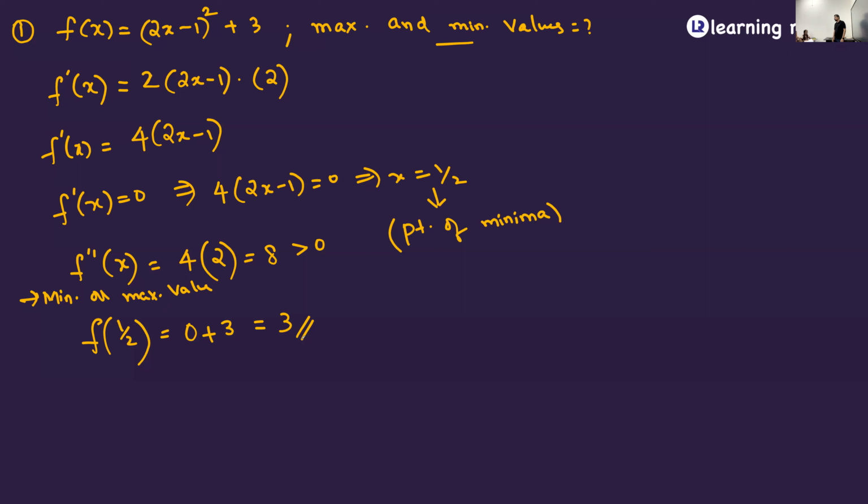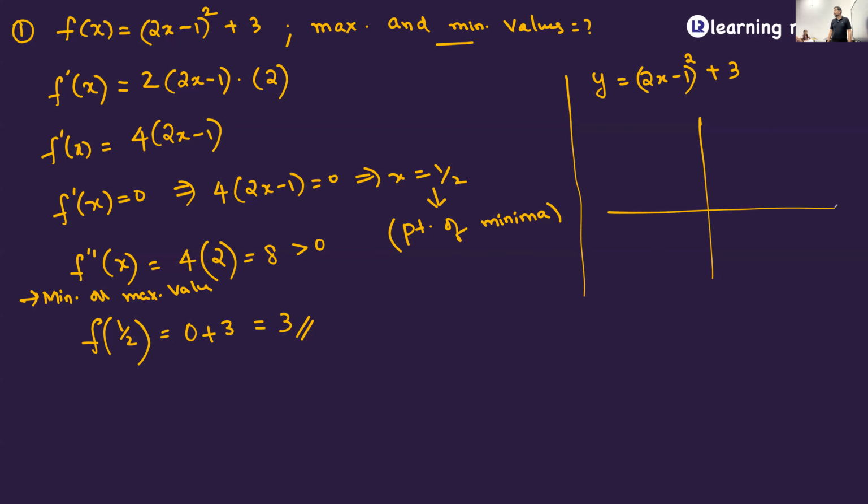So the answer is 3, and it has only a minimum value. It does not have any maximum value. It is obvious from the question. I'll tell you how. Observe, y is equal to 2x minus 1 the whole square plus 3. When you square and open it, the coefficient of x square that you get is 4, which is positive. Whenever the coefficient of x square is positive, you get an upward parabola. If I draw the graph only for 2x minus 1 the whole square, not for plus 3, this graph will be an upward parabola shifted to the right by half unit.